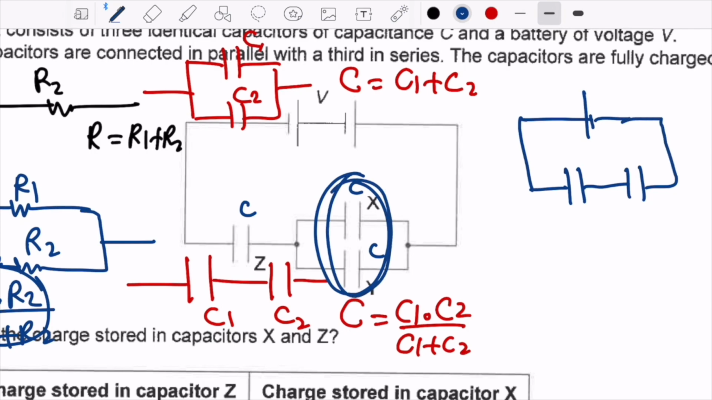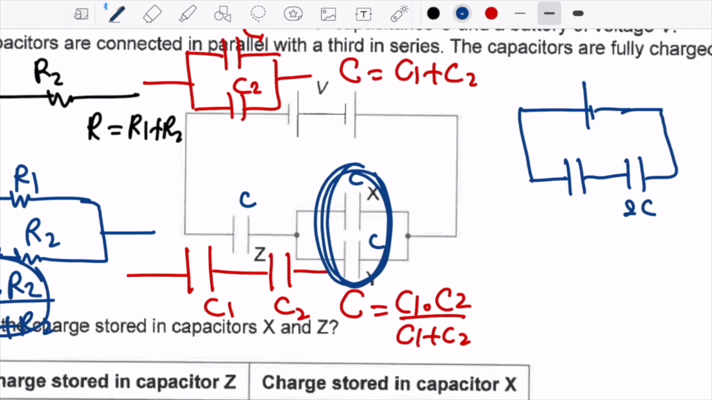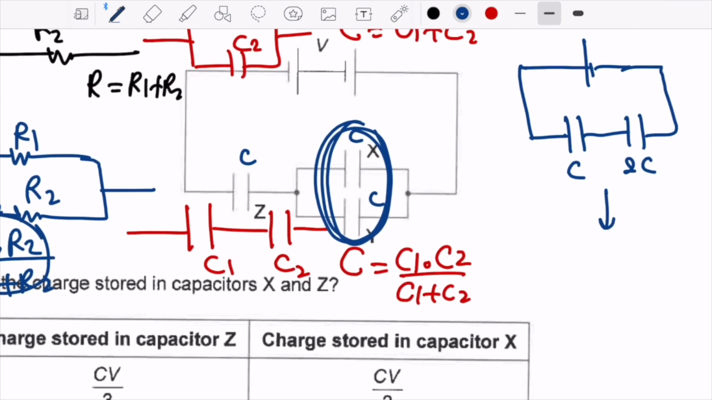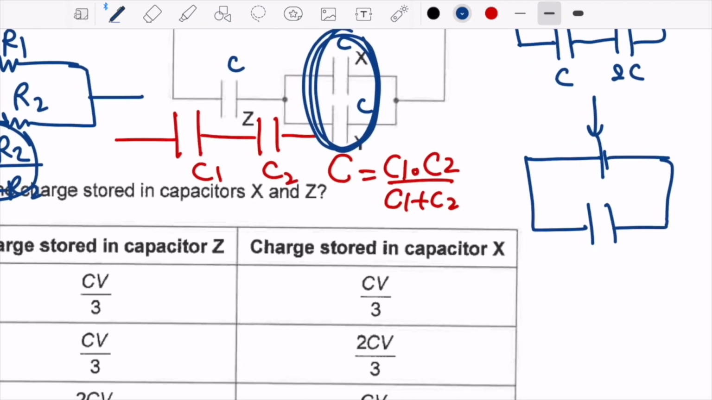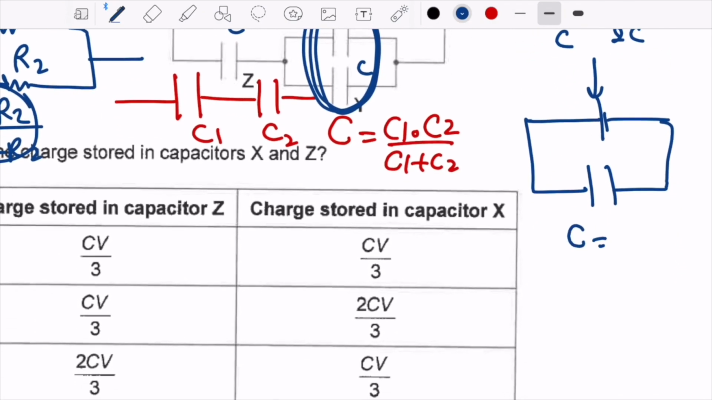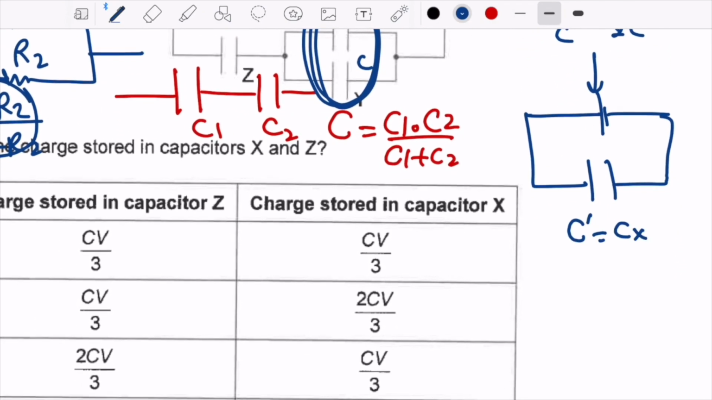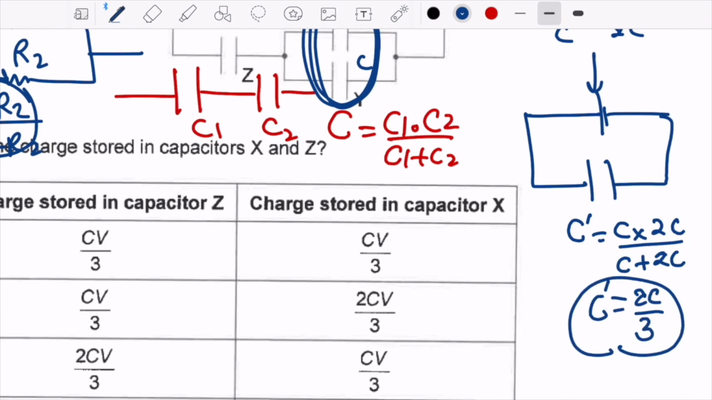These two are parallel, so we add them together, 2C and C. Now I change the circuit even more into one capacitor. Now the total capacitance is, let's say, C dash, C times 2C over C plus 2C, like the R1 times R2 equation. So you end up with 2C over 3. Okay, this is the total capacitance.